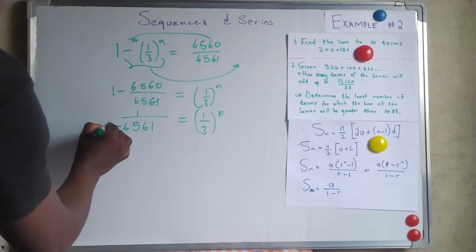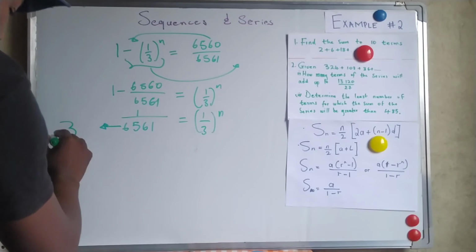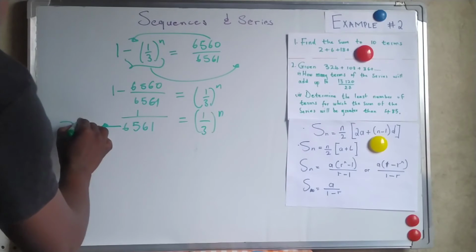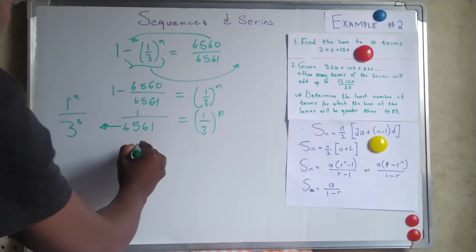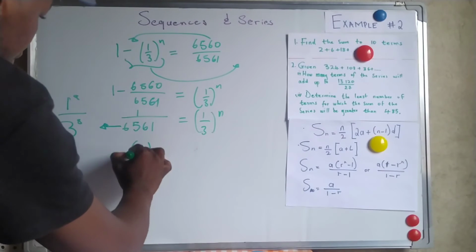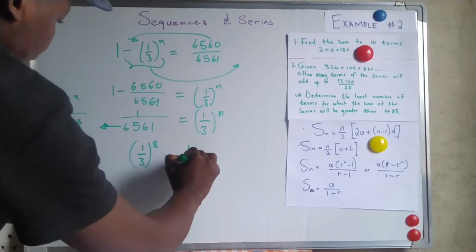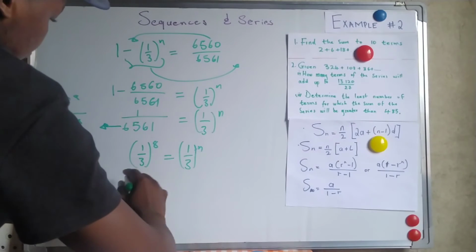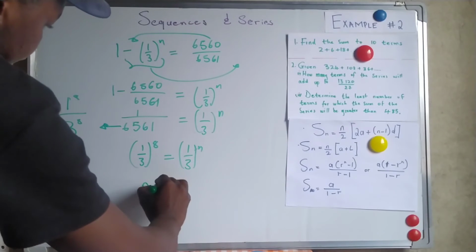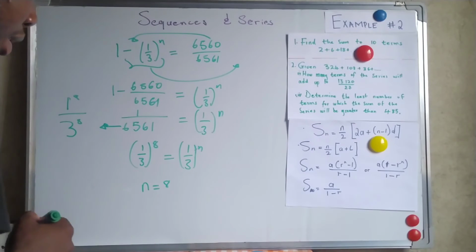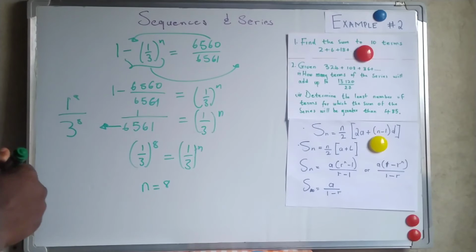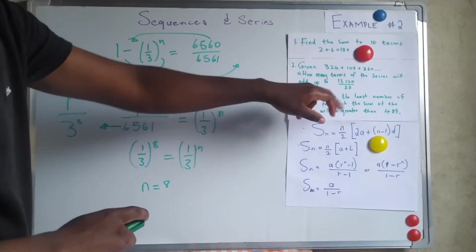And this is the same as 3 to the exponent 8. Okay, so we have the following on this side. So we have 1 over 3 to the exponent 8 is equal to 1 over 3 to the exponent n. Then from here you can say n is equal to 8. The bases are the same, so you can drop them and equate the exponents. So we have just calculated the number of terms that add up to this number.